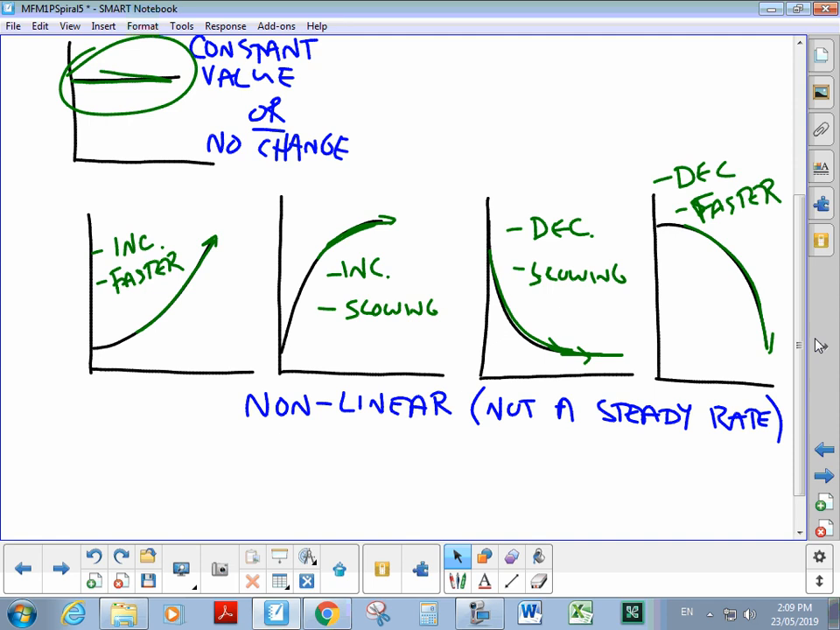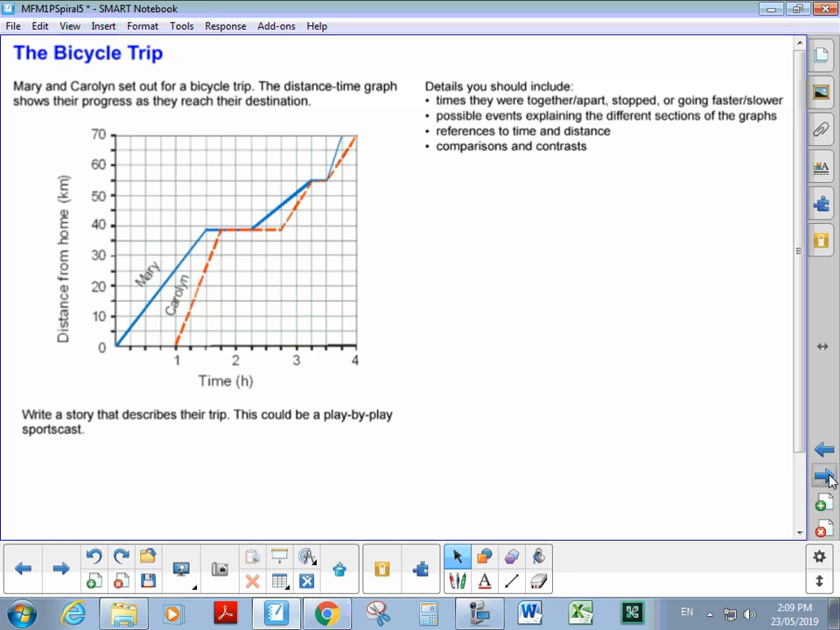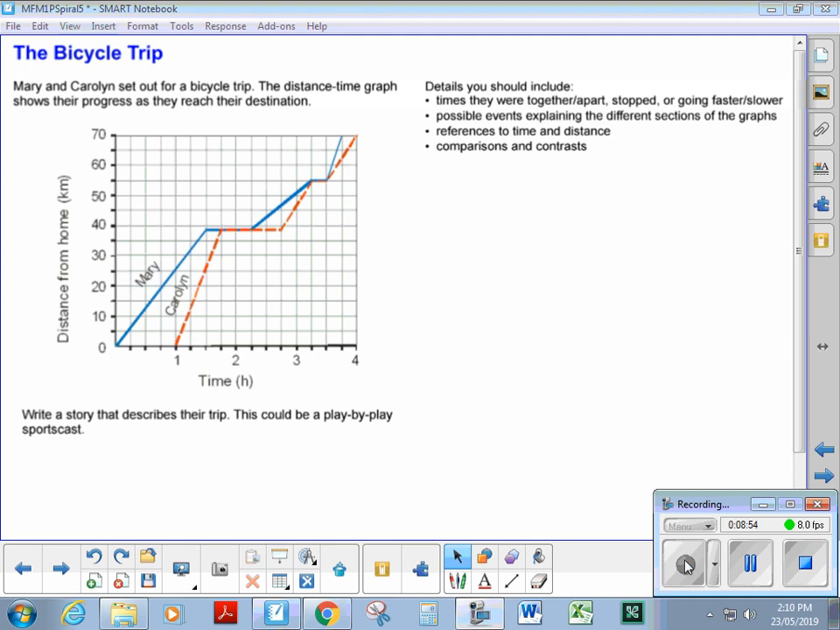All right. Finishing off the note then, bicycle trip. So we're back to a distance time graph. I see these in EQAO all the time, so that's why we spend a bit of time focusing on it. Mary and Carol set out for a bike trip. The distance time graph shows their progress as they reach their destination. So, details you should include. Write a story that describes their trip.